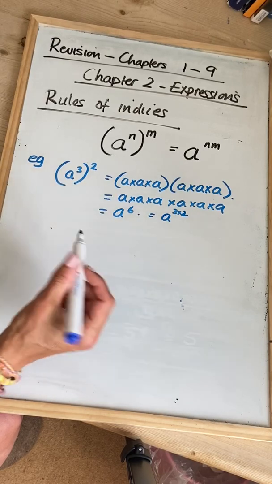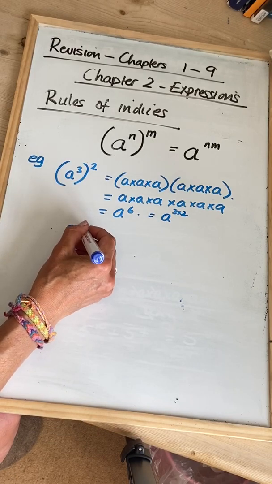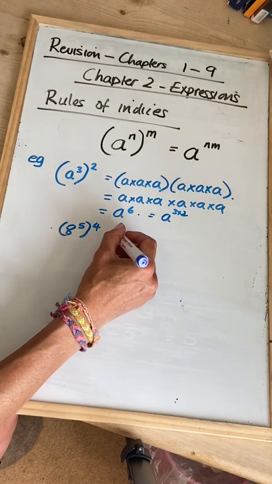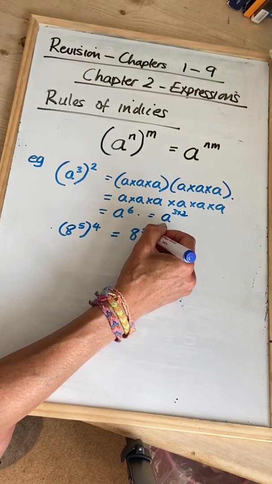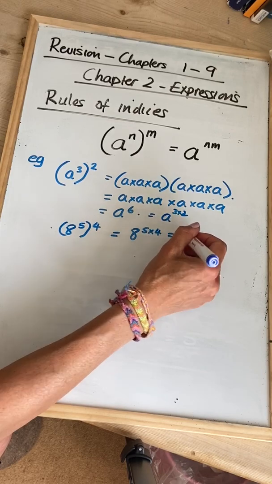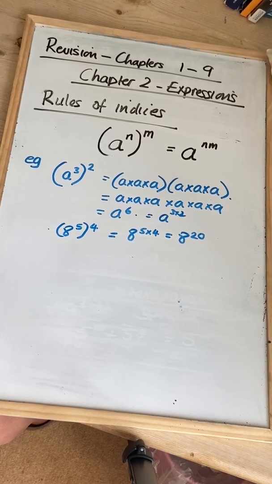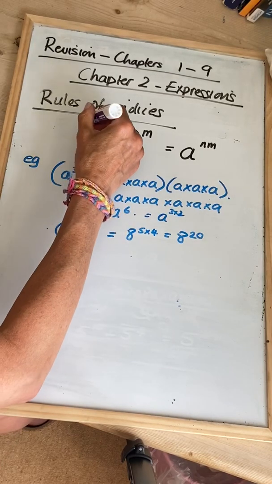And similarly, as I said before, it works with numbers. So if I had 8 to the 5 raised to the power of 4, I could go straight to 8 to the power of 5 times 4, which is 8 to the 20. So it works with numbers, works with algebra. And then just one special rule to remember. So that rule is called the power rule.